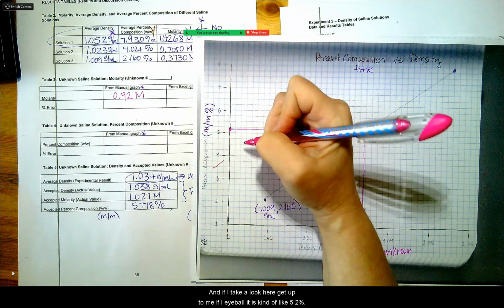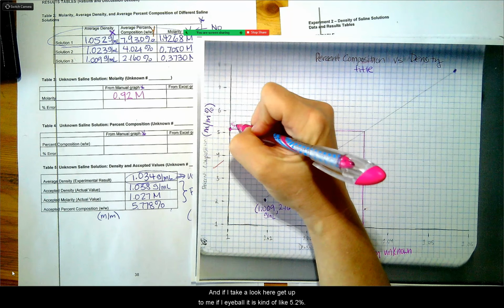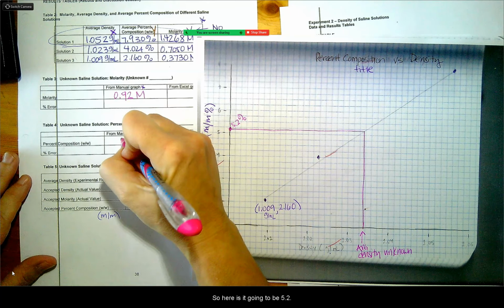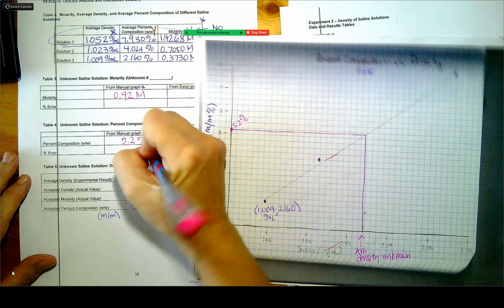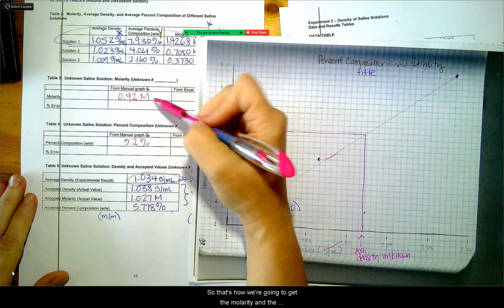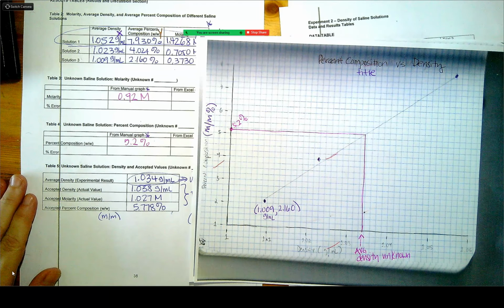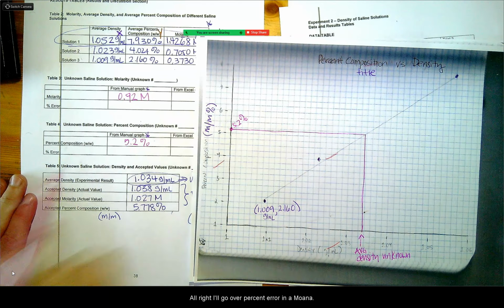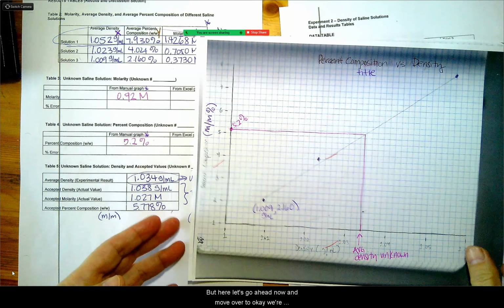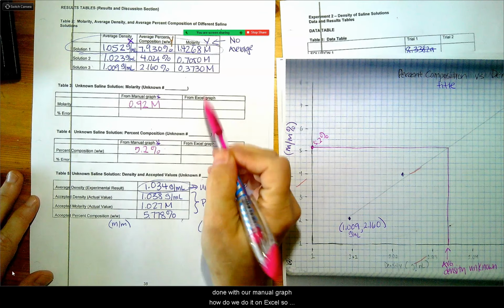And if I take a look here, if I eyeball it, that's kind of like 5.2%. Okay, so here, this is going to be 5.2%. So that's how we're going to get the molarity and the percent from the manual graph. All right, I'll go over percent error in a moment. But let's move over now, we're done with our manual graphs. How do we do it on Excel?